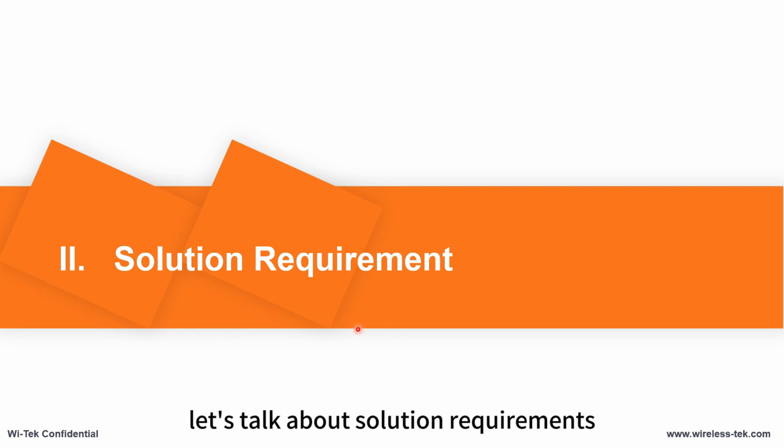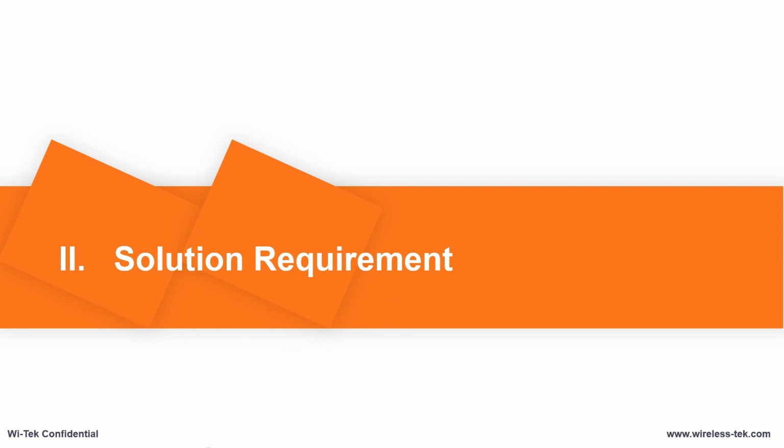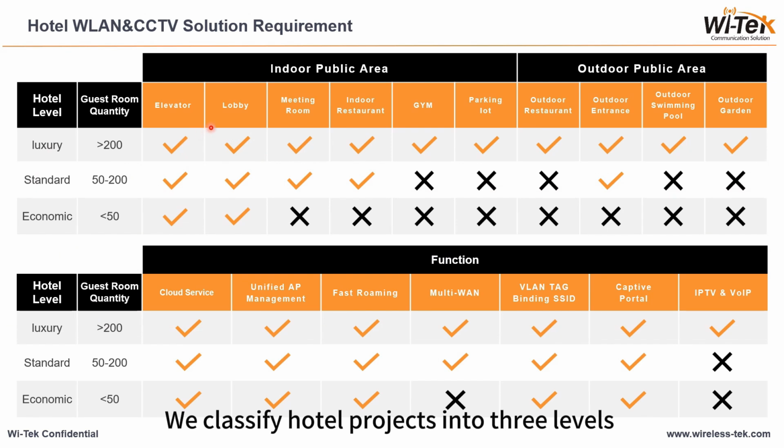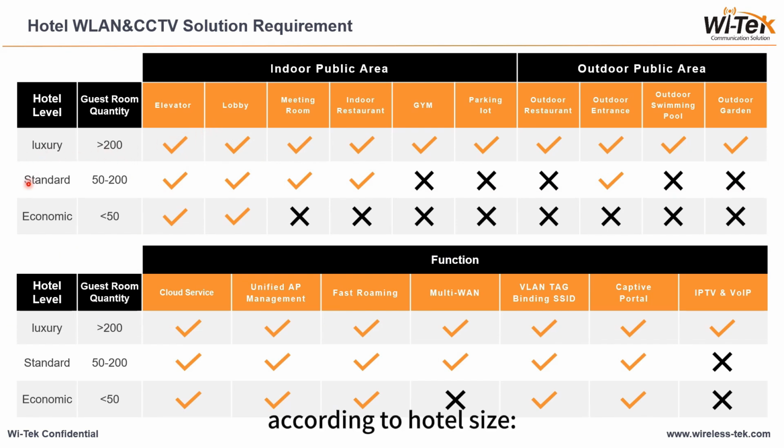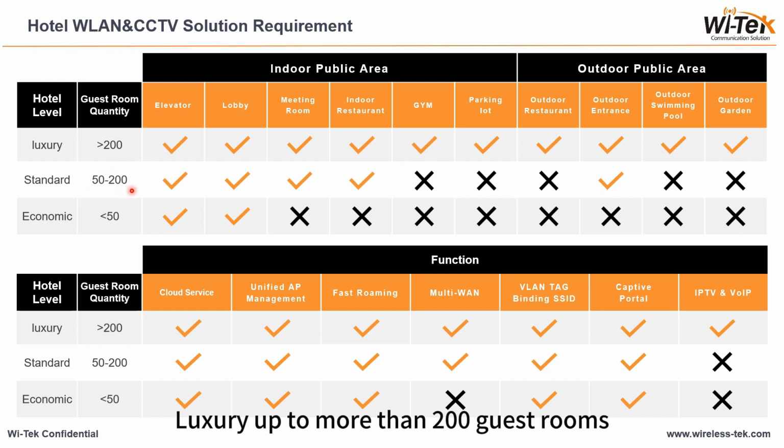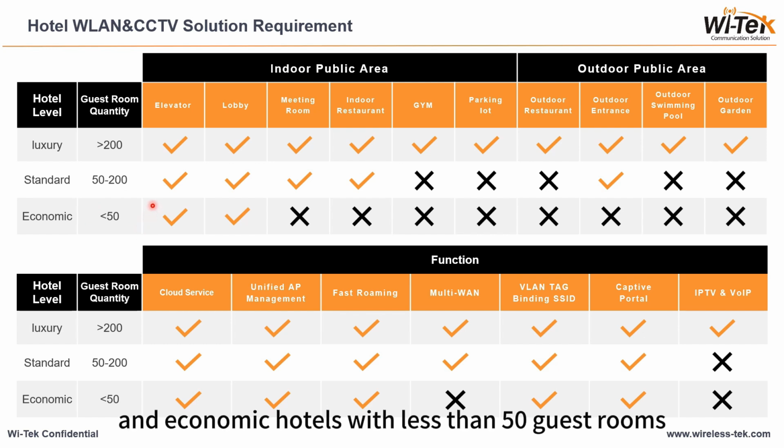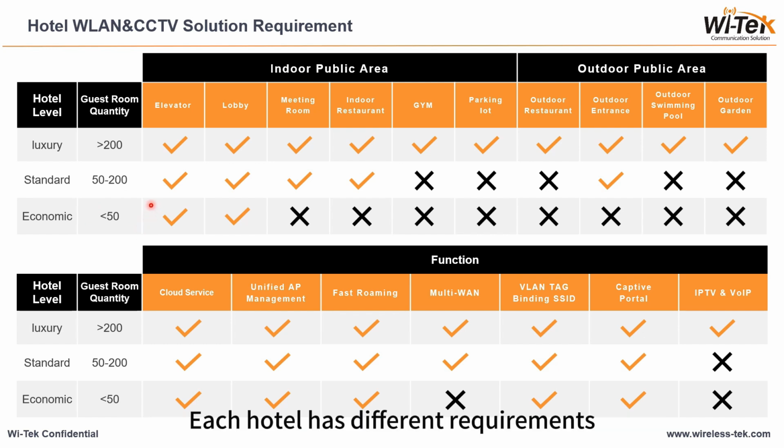Next, let's talk about solution requirements. We classify hotel projects into 3 levels according to hotel size: luxury, standard and economic hotels. Each hotel has different requirements. Luxury hotels have more than 200 guest rooms, standard hotels have 50 to 200 guest rooms, and economic hotels have less than 50 guest rooms.